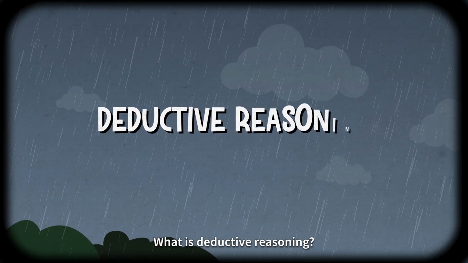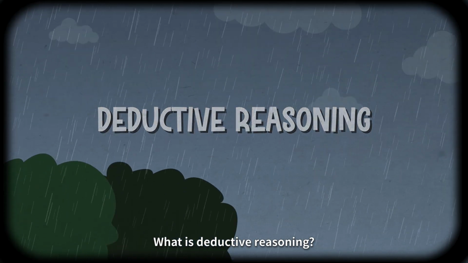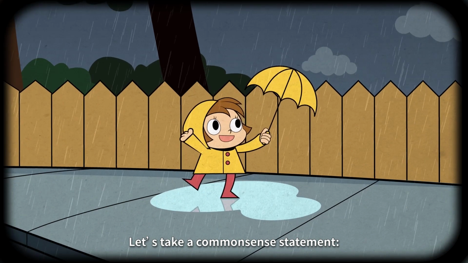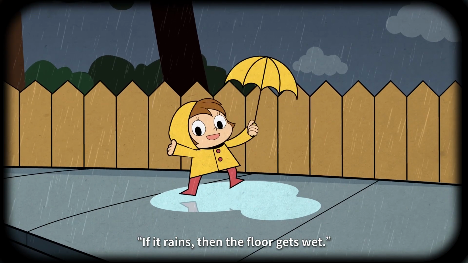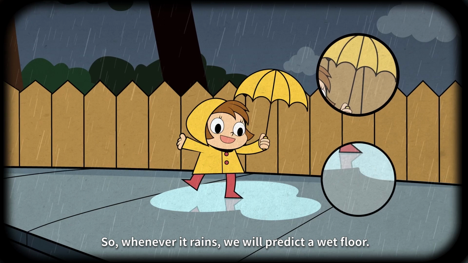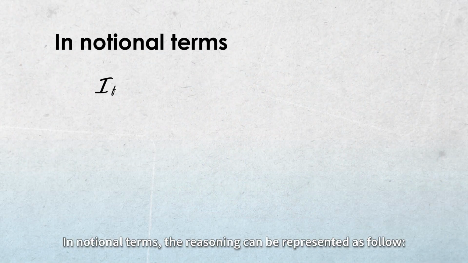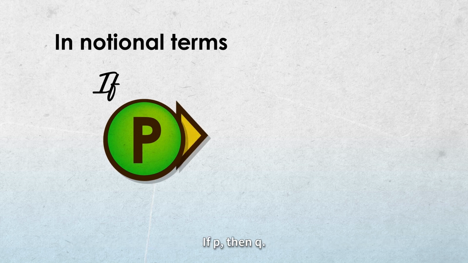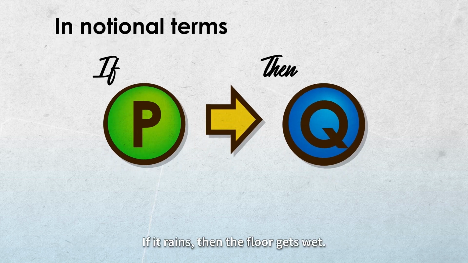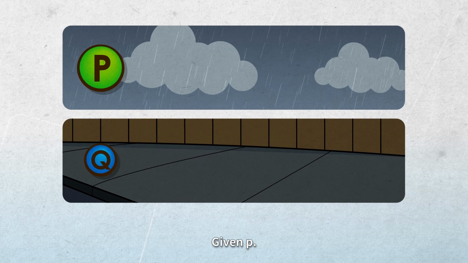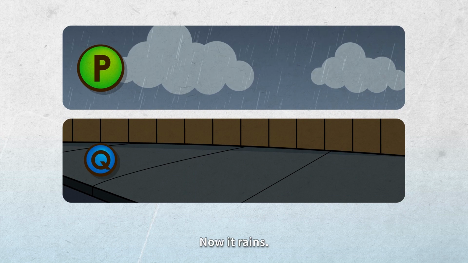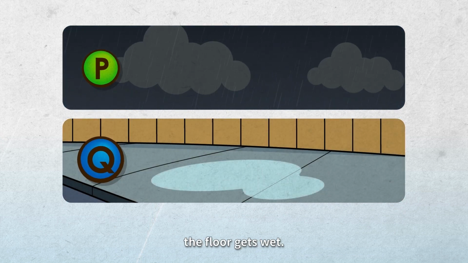Deductive reasoning. What is deductive reasoning? Let's take a common sense statement. If it rains, then the floor gets wet. So whenever it rains, we will predict a wet floor. In notional terms, the reasoning can be represented as follows. If P, then Q. If it rains, then the floor gets wet. Given P, now it rains, therefore Q, the floor gets wet.